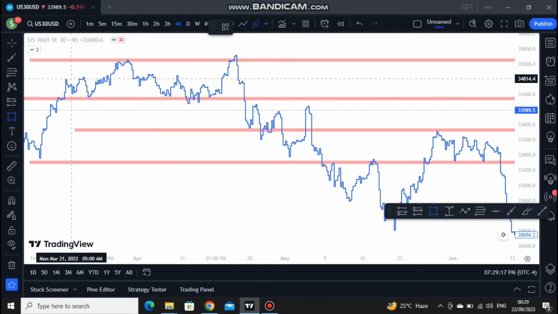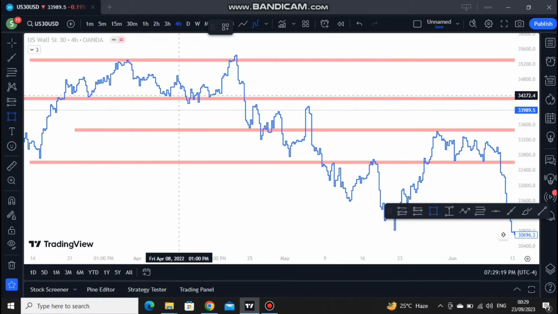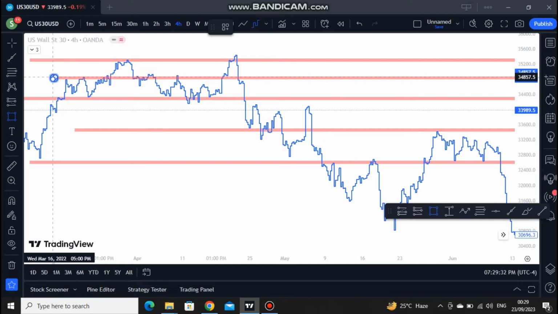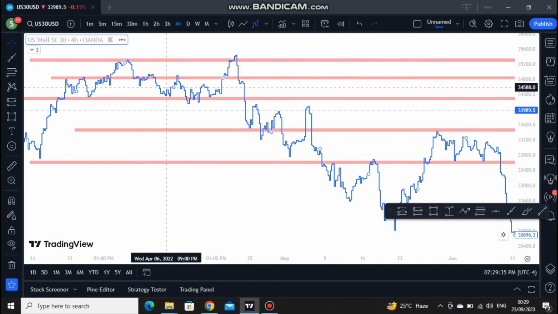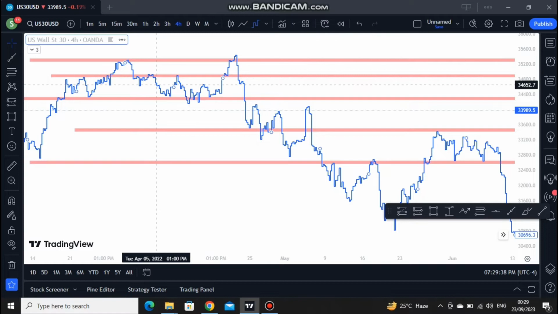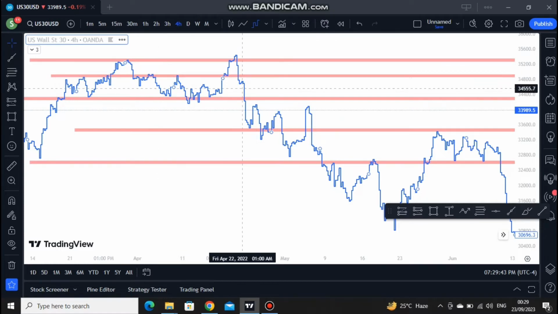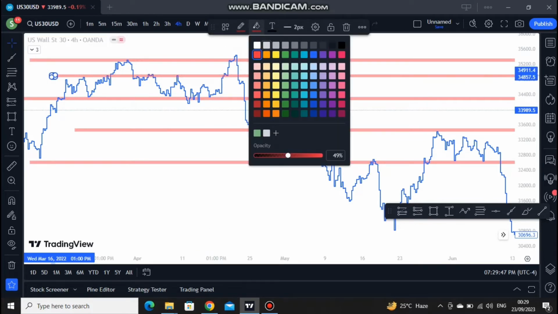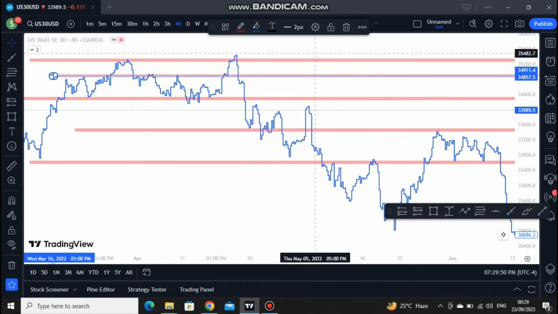Just have only a maximum of two in between these levels. Don't have more than two. If you have more than two on the 4 hours, it's going to be very, very messy. Trust me. Keep it to two so that you can catch big and smooth moves to the downside or to the upside. Anywhere it comes, you can easily snipe it. So let's change the color to blue.